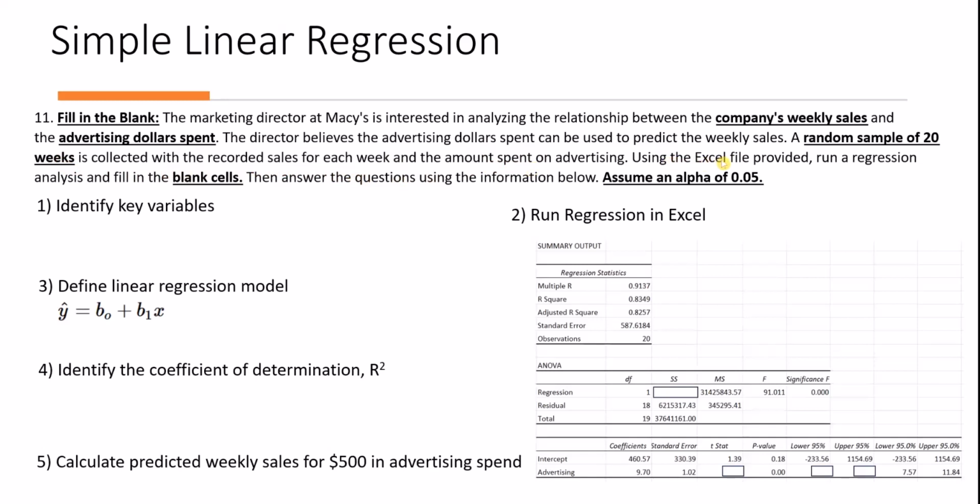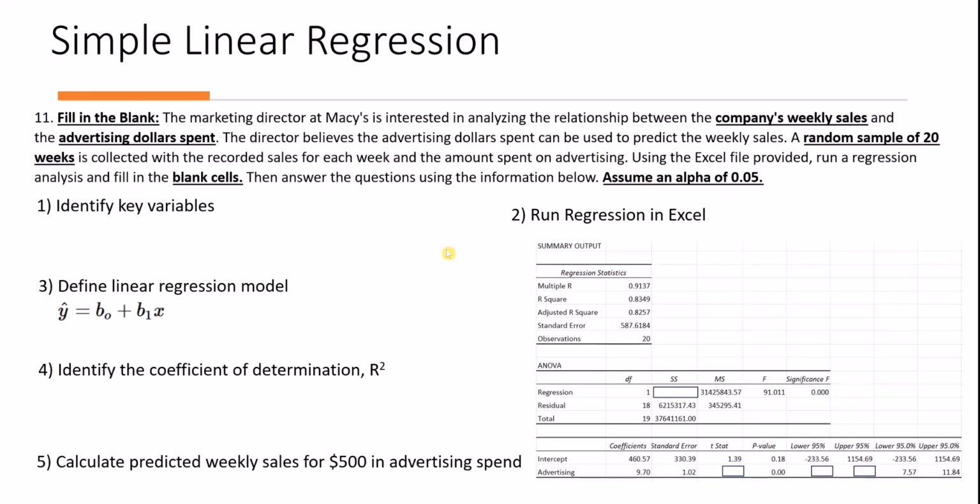We're going to use the Excel file provided. I do provide the Excel file for the study guide as well as for the actual exam. So you're going to use that data, run the regression, and fill in the blanks. Then you're also going to have some questions that you need to answer from the output. And we're going to be using an alpha of 0.05.